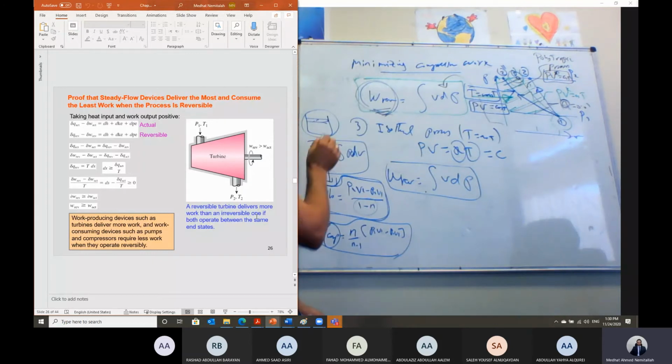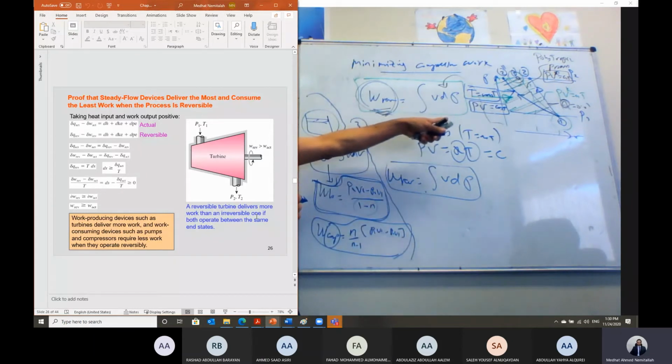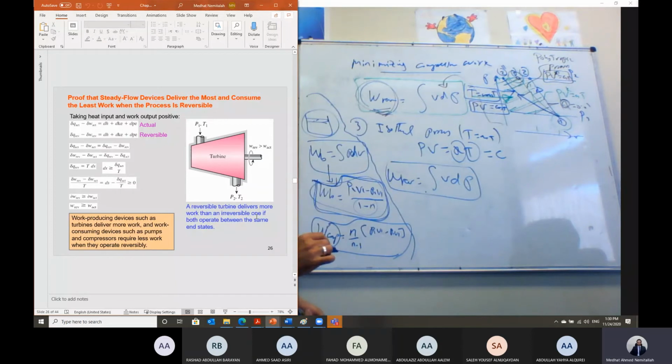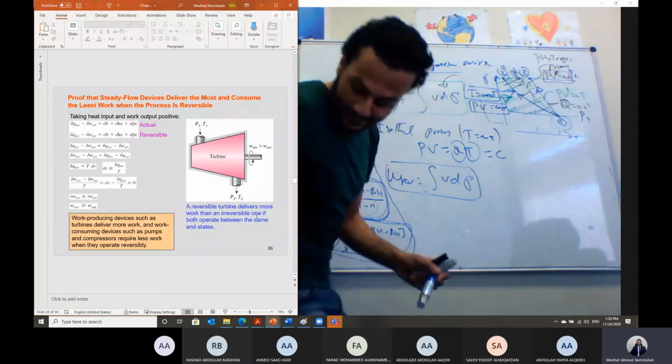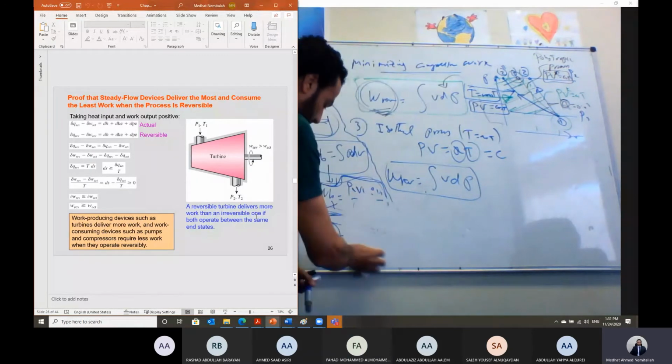Okay, Shabab, this is something I have to tell you, because if it comes to your exam and I ask you the polytropic process for a compressor, and you just go and take the boundary work equation, this equation is totally different. This is a closed system. This is an open system. Just keep it in mind.